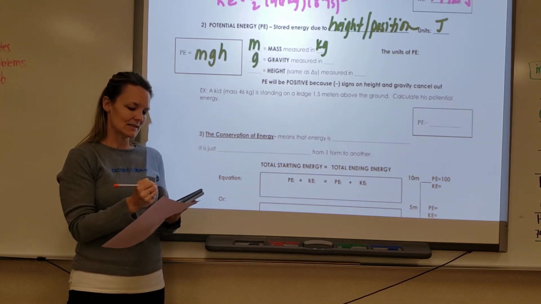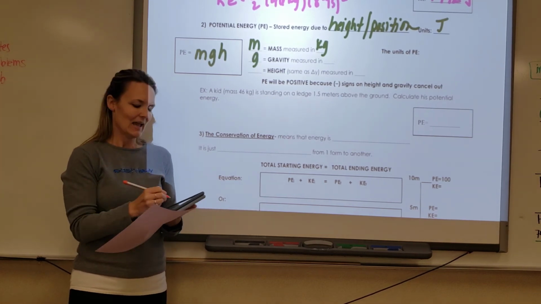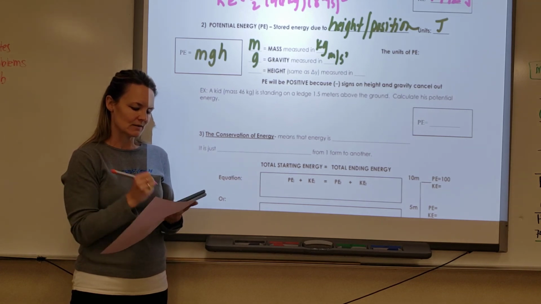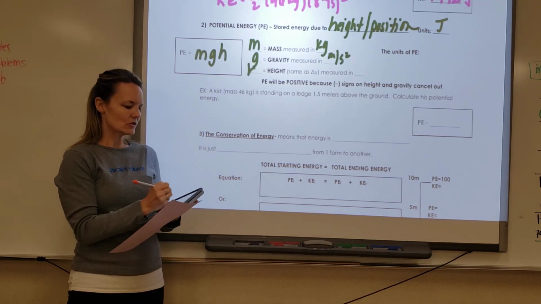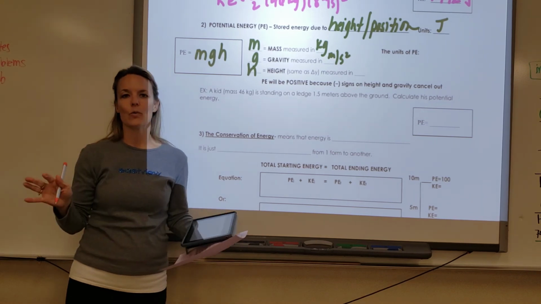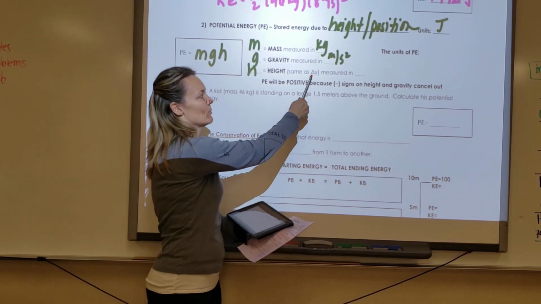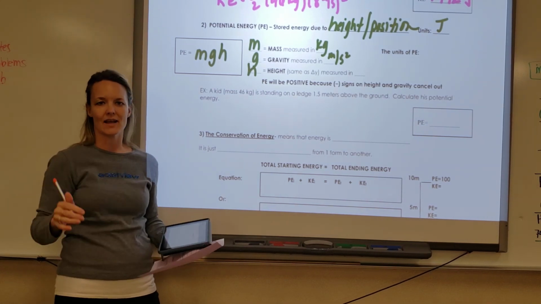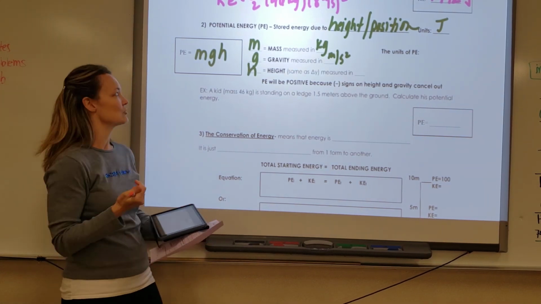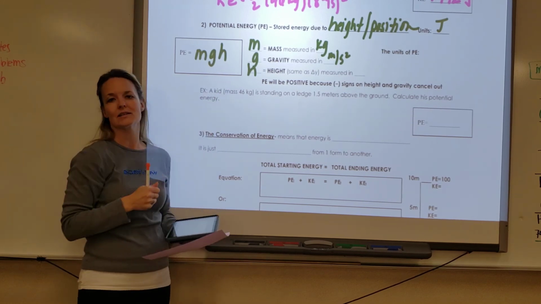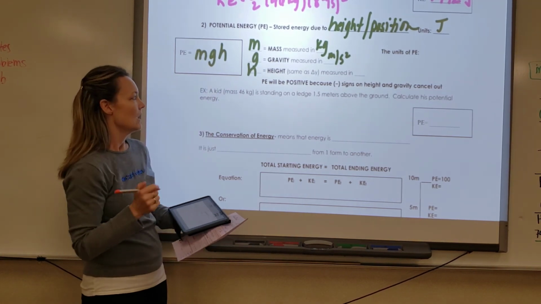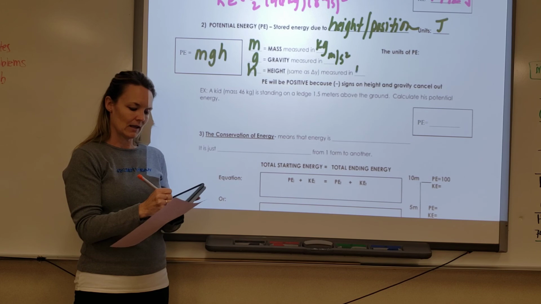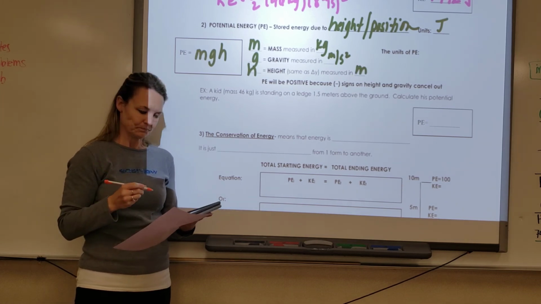Gravity is still -9.8, and it's meters per second squared. And then H stands for height. I don't know why they have to make this difficult. We have been using Y, delta Y for the vertical distance, the change in height the entire year. Potential energy, they change it. Instead of just calling it delta Y, they call it H for height. But it is still the same thing. It is measured in meters.